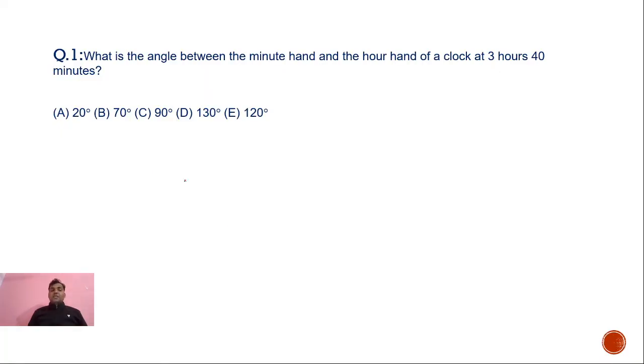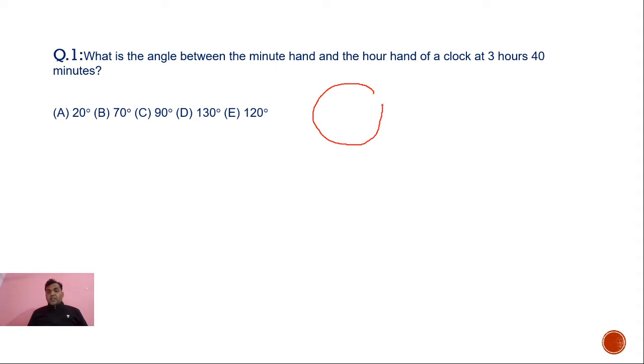To solve the basic questions of clock, considering the level of difficulty that SNAP is asking in its exam, there's only one small concept of clocks that you need to know, and that concept is to understand the basic concept of relative speed between the minute hand and the hour hand of the clock.